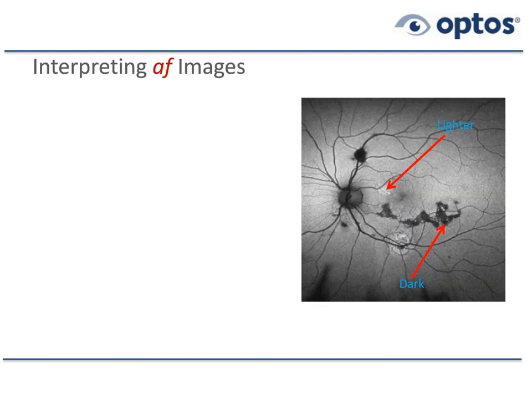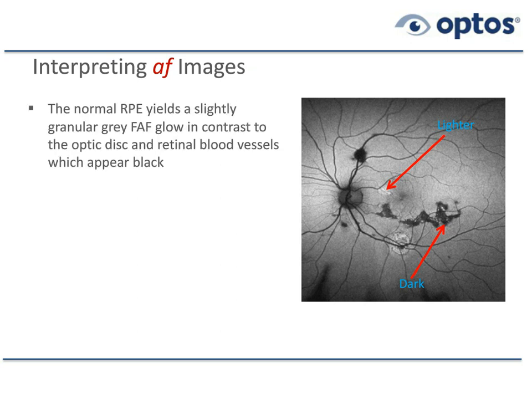Simple interpretation. The general image of autofluorescence, we usually see the disc and vessels as being dark because there's no lipofuscin, which is really the aging pigment that gives us the autofluorescent property. This aging pigment lipofuscin is produced by the outer segments of the photoreceptors, and it's pretty much stored in the retinal pigment epithelium. So we can have a normal gray or granular sort of glow as we see here.